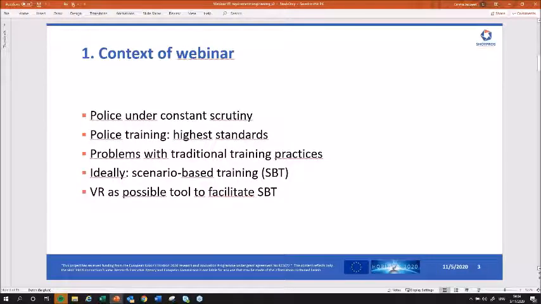Okay, so first of all, a little bit of context. Our project ShotPros is a Horizon 2020 project, and it started from the observation that police nowadays are under constant scrutiny in our society. So they are often first responders in the field. They arrive at scenes first, and they have to make a lot of split-second decisions in often difficult circumstances.